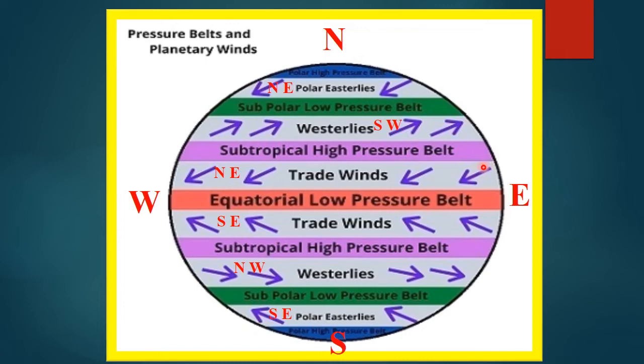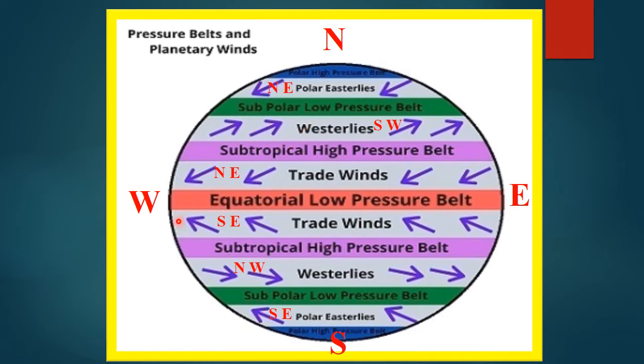And when they blow from the southern hemisphere, from the subtropical high pressure belts towards the equatorial low pressure belts, they blow from southeast, so they are called southeast trade winds. Now again you can see here winds are also blowing from subtropical high towards subpolar low pressure belts. In the northern hemisphere they blow from southwest, and in the southern hemisphere they blow from northwest. Since they're blowing from the west, they're called westerlies.